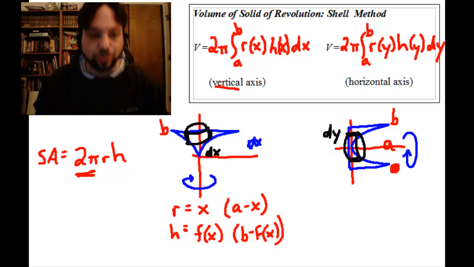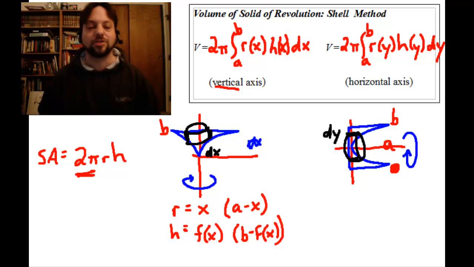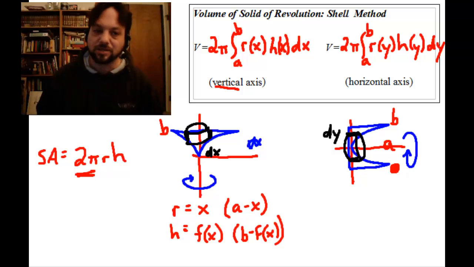Let's go ahead and actually try an example now. Let's move on to example A, which I promise will be fun and exciting.